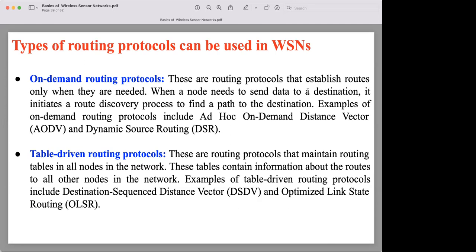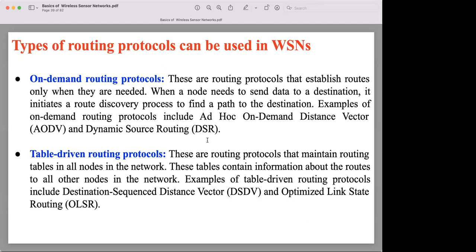When a node needs to send data to the destination, it initiates a route discovery process to find a path to the destination. And of course, it makes a path and transmits its data. AODV is the well-known routing protocol in that case, in wireless sensor networks and ad hoc networks. And another is DSR, the dynamic source routing protocol. So these two routing protocols are on-demand routing protocols.